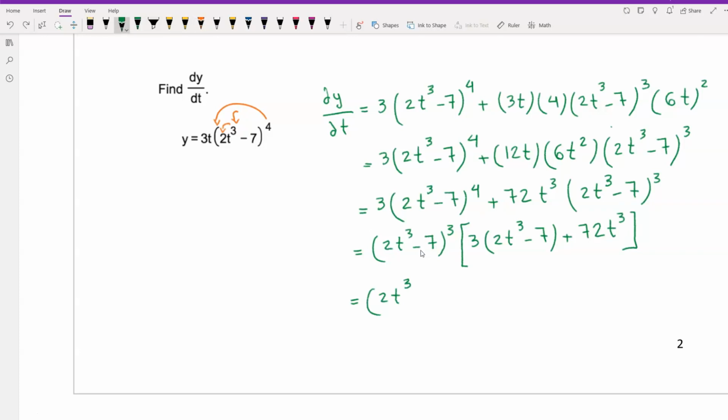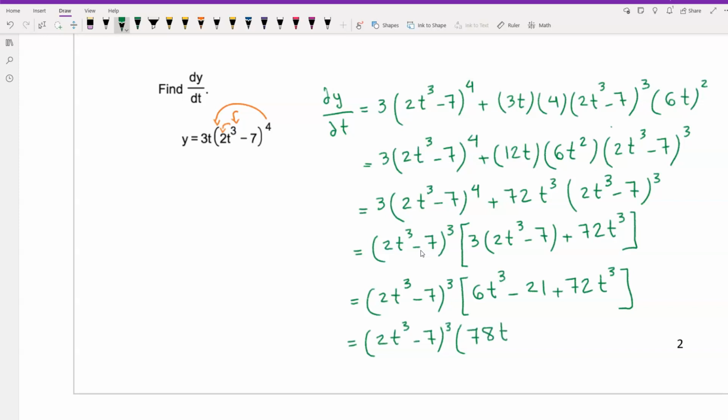And this is equal to (2t^3 - 7)^3 times 3 times 2, here we have 6t^3 minus 21 plus 72t^3. So here we have (2t^3 - 7)^3, and this part we have 6t^3 plus 72t^3, that is 78t^3 minus 21. So here is our final answer.